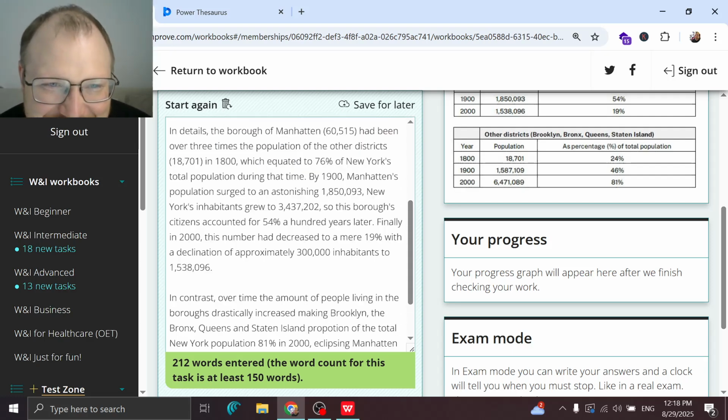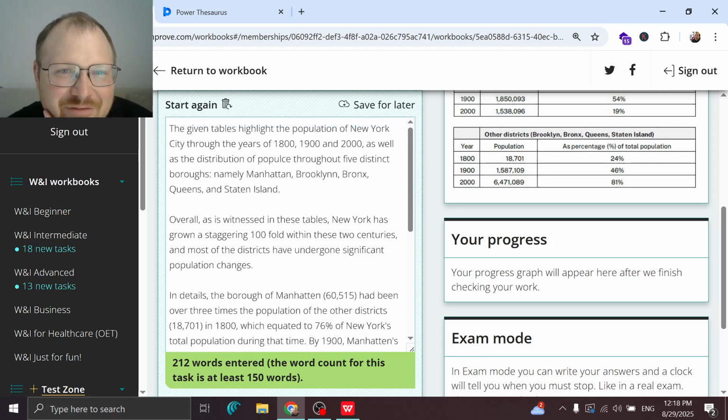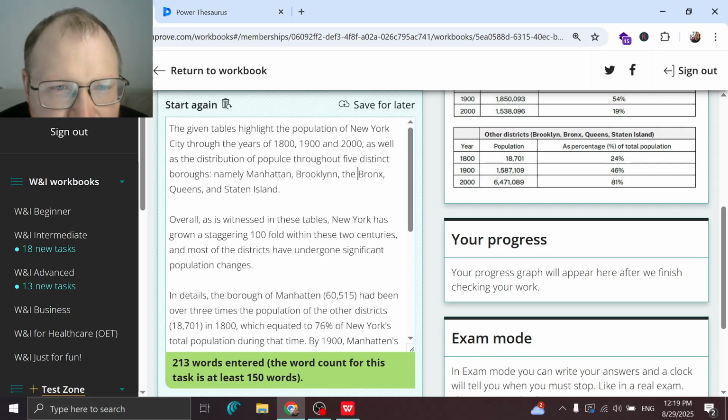I don't know. Let's see how that goes. So, the given tables highlight the population of New York City through the years of 1800, 1900, and 2000, as well as the distribution of populace throughout 5 distinct boroughs, namely Manhattan, Brooklyn, the Bronx, Queens, and Staten Island. Overall, as is witnessed in the tables, New York has grown a staggering 100-fold within these 2 centuries.